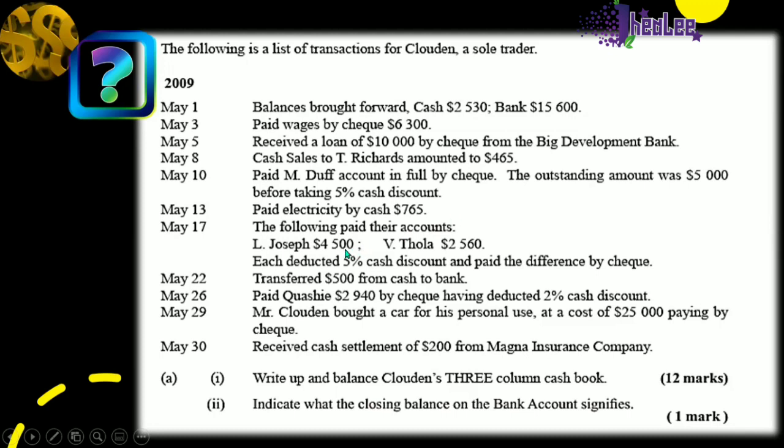So we're saying that Joseph was owing $4,500 and V. Tola owing $2,560 to the business. They're clearing that account, what they're owing. Each deducted 5% cash discount and paid the difference by check. So this is what they were owing. We see that L. Joseph was owing $4,500, while V. Tola was owing $2,560. Now they're paying and they're deducting 5% cash discount.